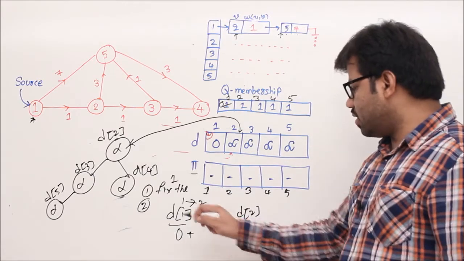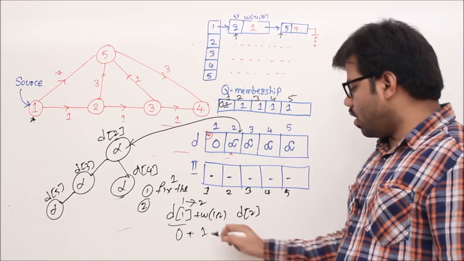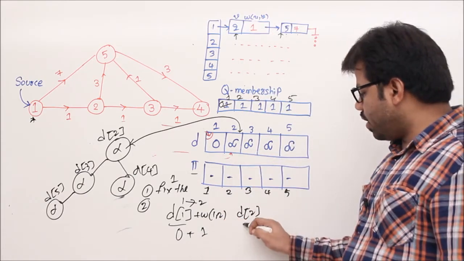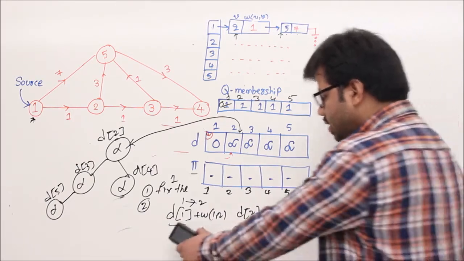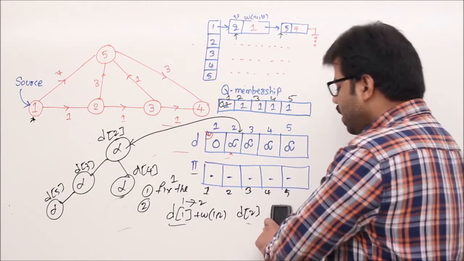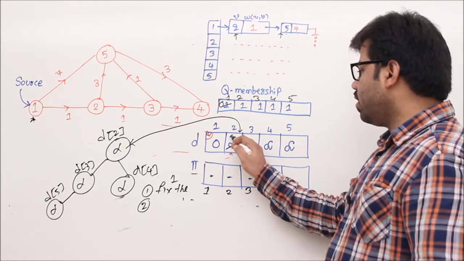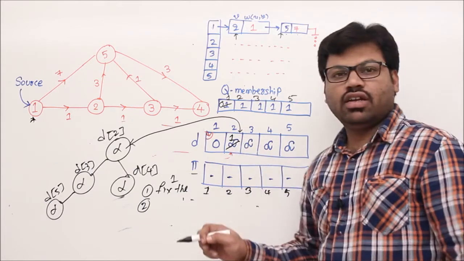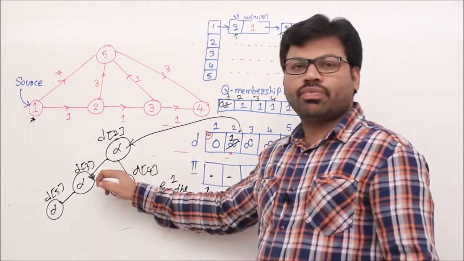So this is the relaxation step. Weight of 1 to 2 we have here, 1. 0 plus 1 is 1. Distance of 2 is infinite. So 1 versus infinite. Definitely 1 is less than infinite. Then we update the D of 2 value. Where do we update? It is easy to update here, correct? But whenever you update here, we have to update it in the heap also. Directly go to the heap and update it.